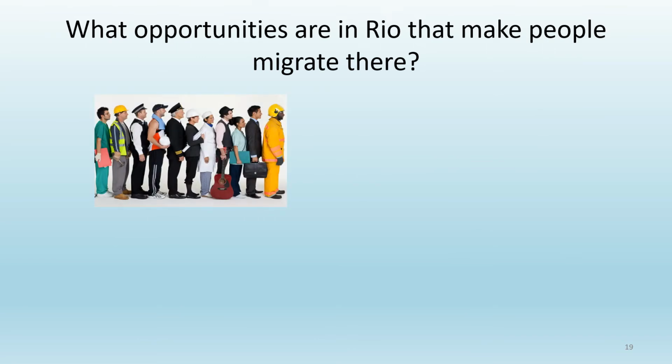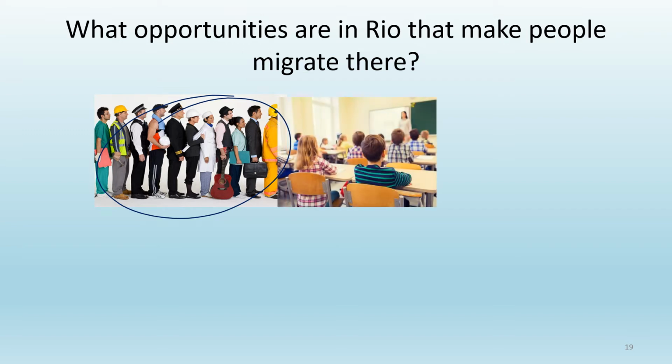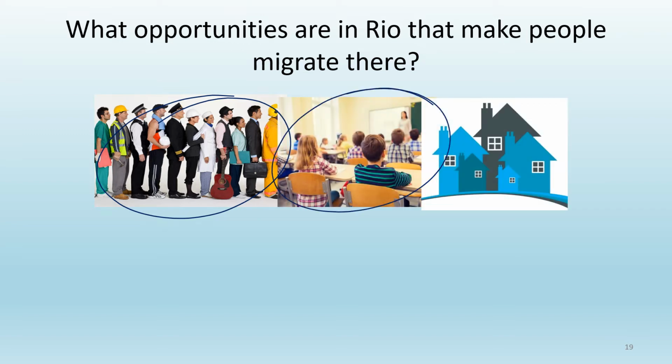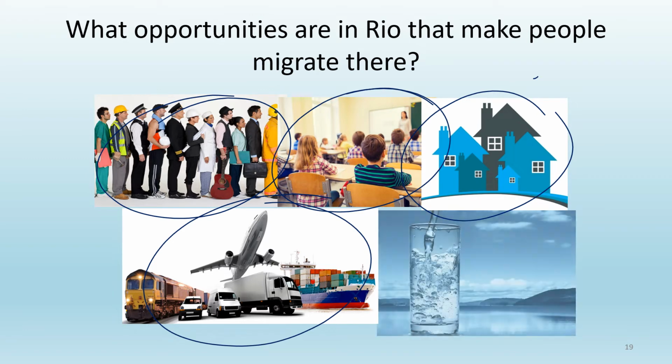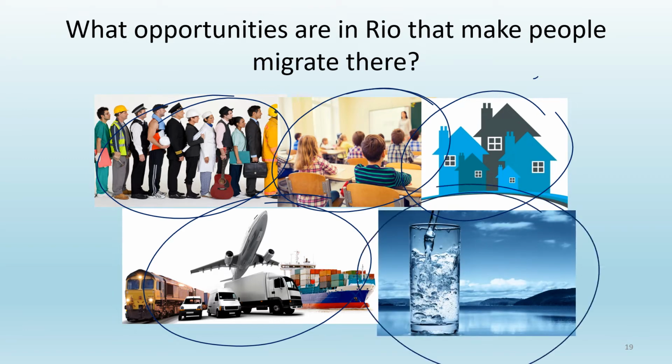People are moving to Rio because there are better jobs. After all, it's a newly emerging economy. They are moving because there is better education there for children. There is better quality housing than rural areas. There is better transport than rural areas in Rio. And finally, you are more likely to get clean water in Rio, the city, than you are in the rural areas surrounding it. That is making people migrate there.